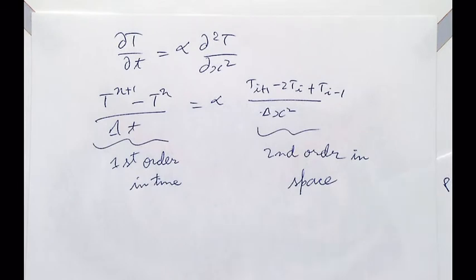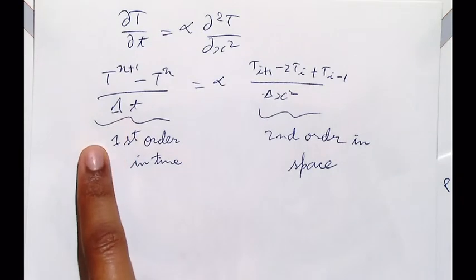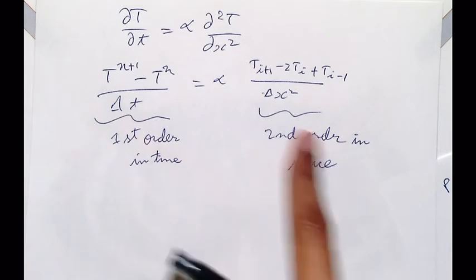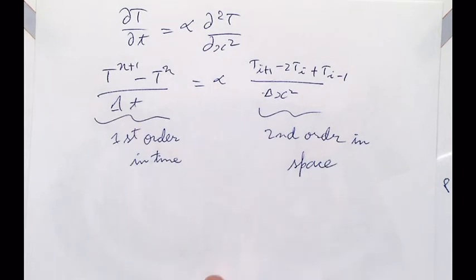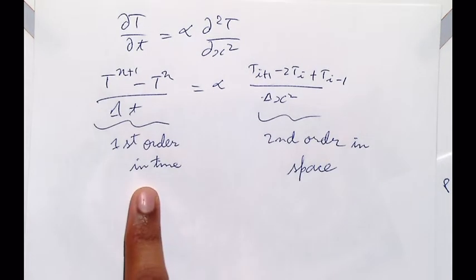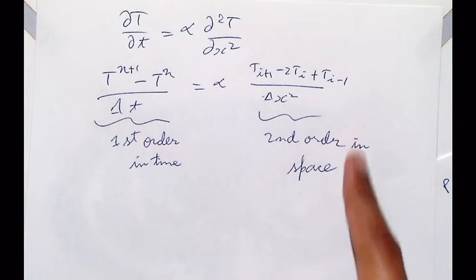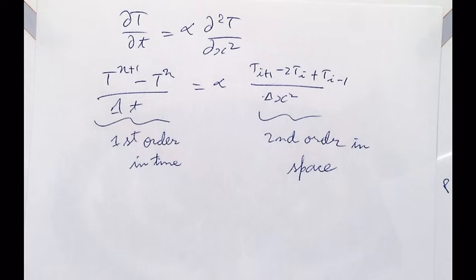If you remember, order of accuracy means how fast the error will decrease. So this is saying if I decrease my delta t by half, the error will be half. I have done nothing to space. If I keep my delta t the same, but decrease my grid spacing to half of what it was, the error will be 1/4.